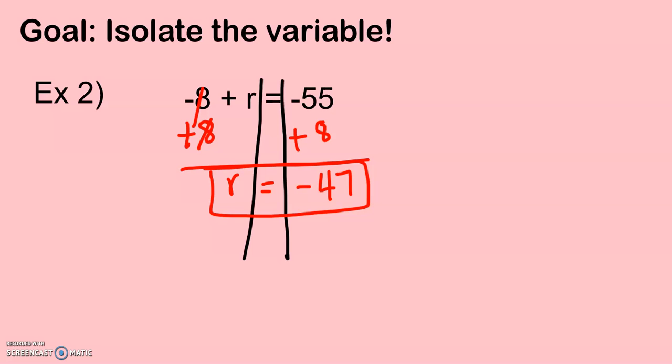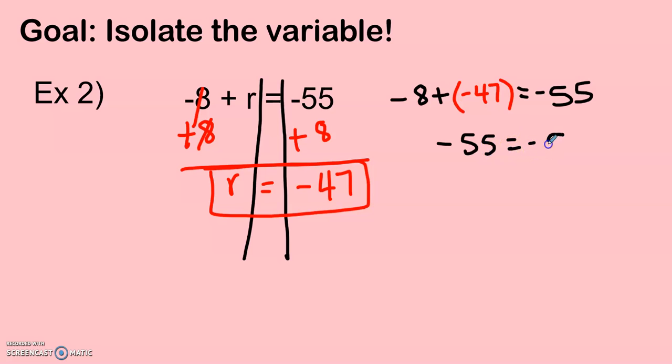But now I'm going to take what r equals and plug it back in. So I'll have negative 8 plus my variable r, which we believe is negative 47, equals negative 55. I'll type the left-hand side into my calculator, and I do get out negative 55. So that tells me that my equation is balanced. Good to go.